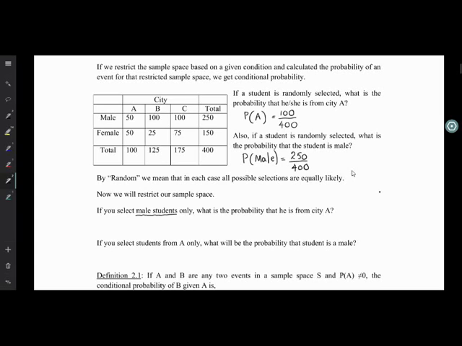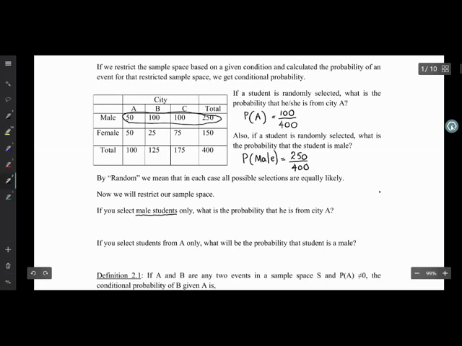When we restrict the sample space to male students only, we do not have to care about the female students. Now, the condition is, in our sample space, we have only male students. So, if you select among the male students only, what is the probability that he is from city A? Now, since we are selecting the male students only, we have to look at the male row only. Now, our sample space is only 250, not 400. I hope you can understand the difference between this conditional sample space.